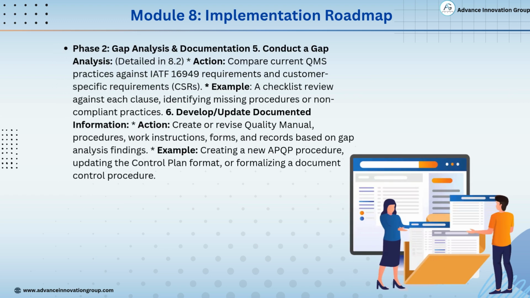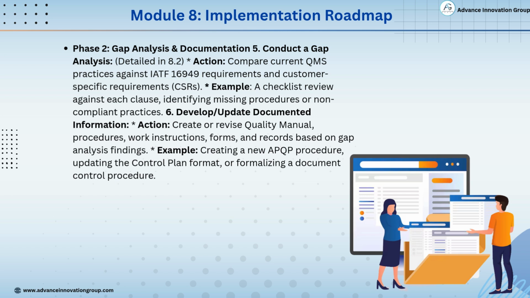In this phase of the implementation roadmap, we focus on 2 key activities: gap analysis and documentation. Step 5. Conduct a gap analysis. The action here is to compare the organization's current quality management system, QMS, practices with the requirements of IATF 16949 and any customer-specific requirements, CSRs. For example, we may use a checklist to review each clause of the standard, identify missing procedures, or highlight non-compliant practices. This helps us clearly understand where we stand and what needs improvement.